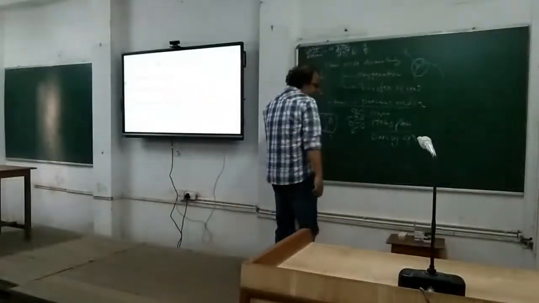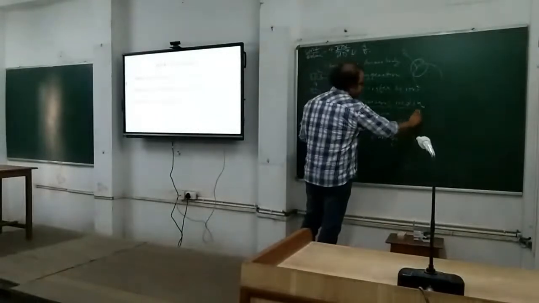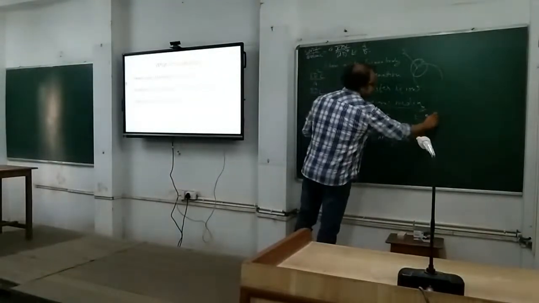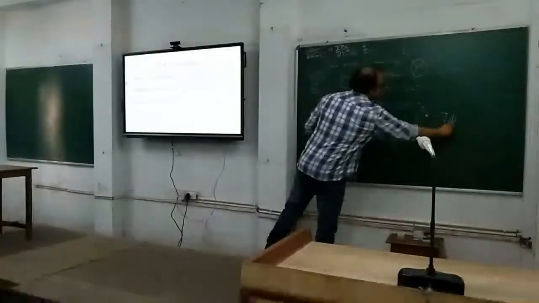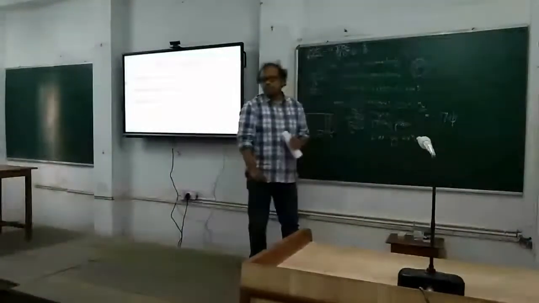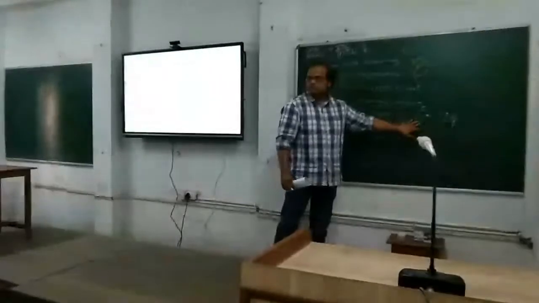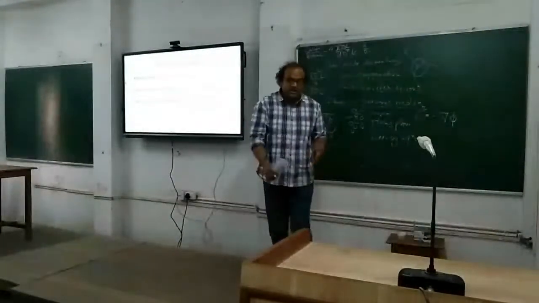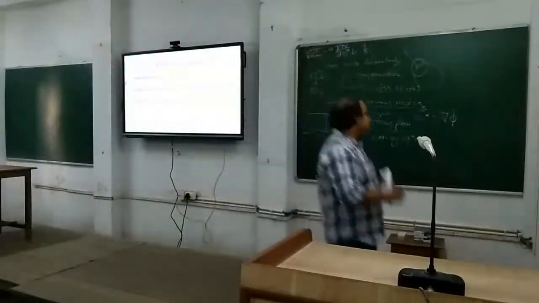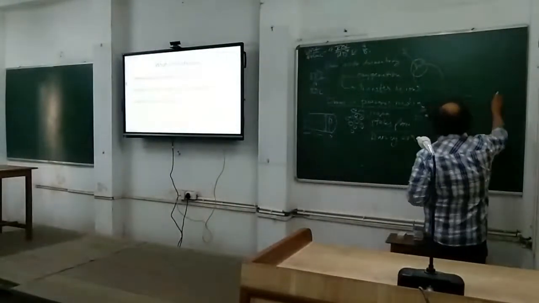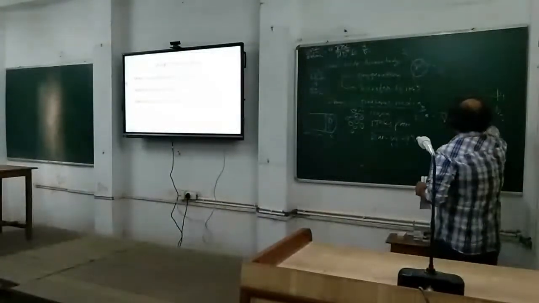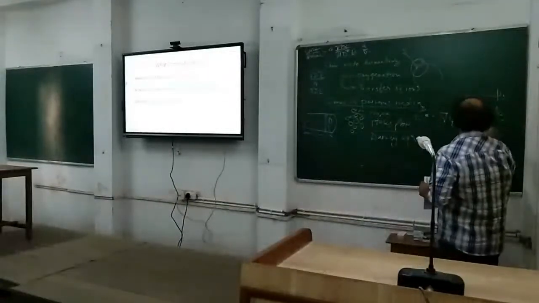So I'll just try to elaborate on this a bit more. The electric field is essentially the negative of the gradient of the potential. So what does the gradient mean in this case? If you have two points, the gradient between these two points will be phi1 minus phi2 by delta x.